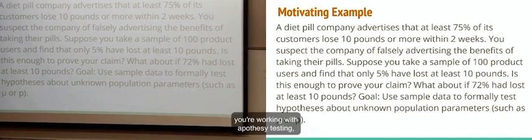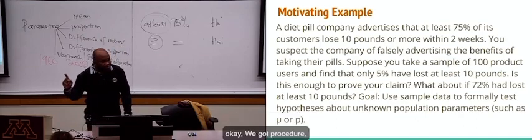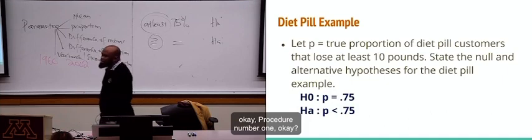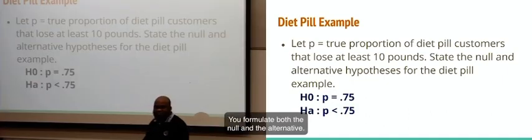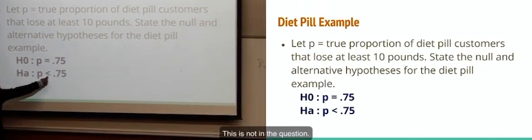Now, whenever you are working with hypothesis testing, we got a procedure. Procedure number one: you formulate both the null and the alternative. I need you to take a look at this. This is not in the question.